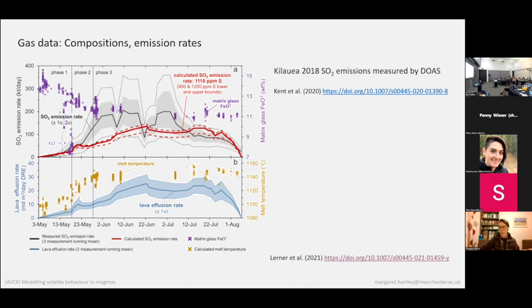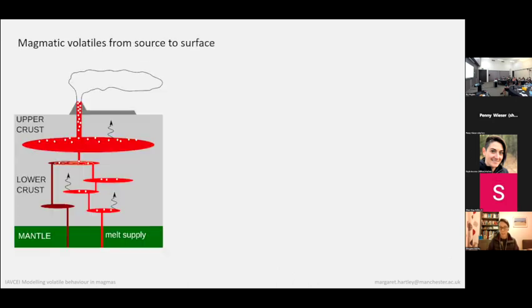And so by comparing the geochemical data with these observations of gas data, we start to build a framework by which we can start to apply models in a more operational setting. So basically what we're trying to do is to look at magmatic volatiles from source to surface. Well, our starting point would be the dissolved volatile content of primary melts, which we might get from geochemical constraints such as a volatile trace element ratio.